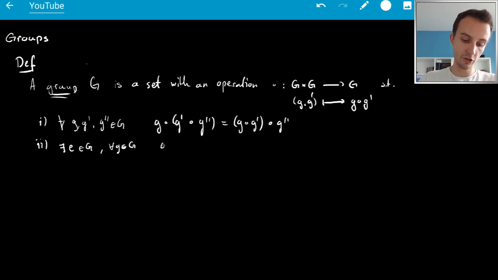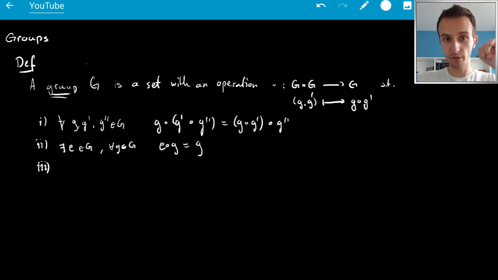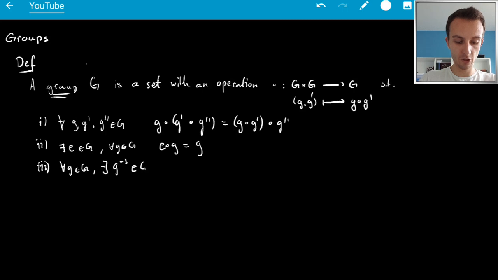we have, let's say it like this, e g is g. And the third, this I specifically write as acting from the left, because acting from the right can be derived. For all g in G, there exists a g inverse in G, such that g inverse g is e.